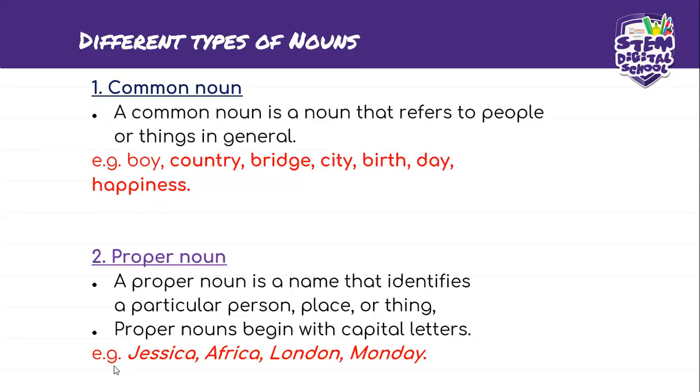Let's see some examples. Jessica is a name of a person. It's a name of a girl. It's a name of a woman. Africa is the name of a place. So Africa is the name of a continent. London is a particular name of a city, of a place. Monday is a particular name of a day. So you realize that all these proper nouns begin with capital letters.